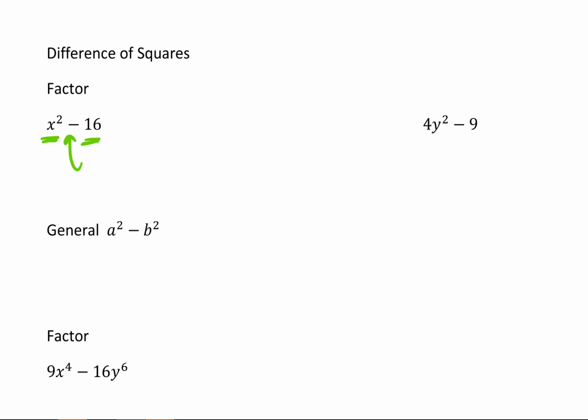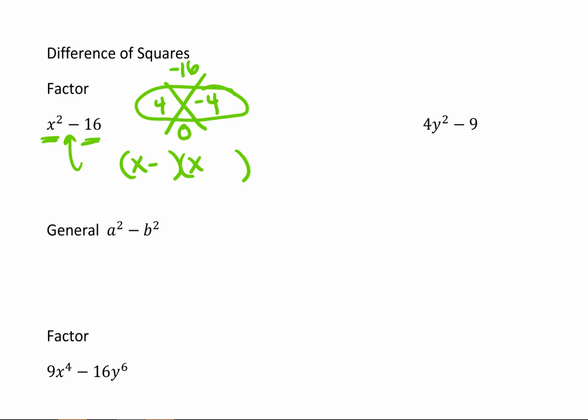When we break this down, we're really looking for numbers that multiply together to get -16 and add together to get 0, which are positive 4 and -4. When we put that into our factors, we have an x at the front of each factor, and then our 4 and -4 go at the back of each factor.